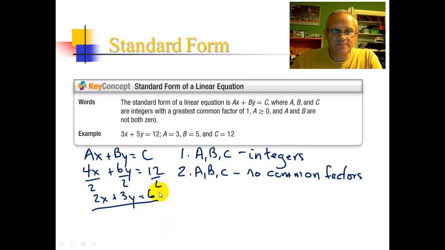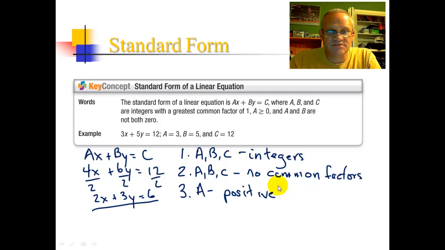And third thing here is that we need a to be a positive number. A has to be positive.